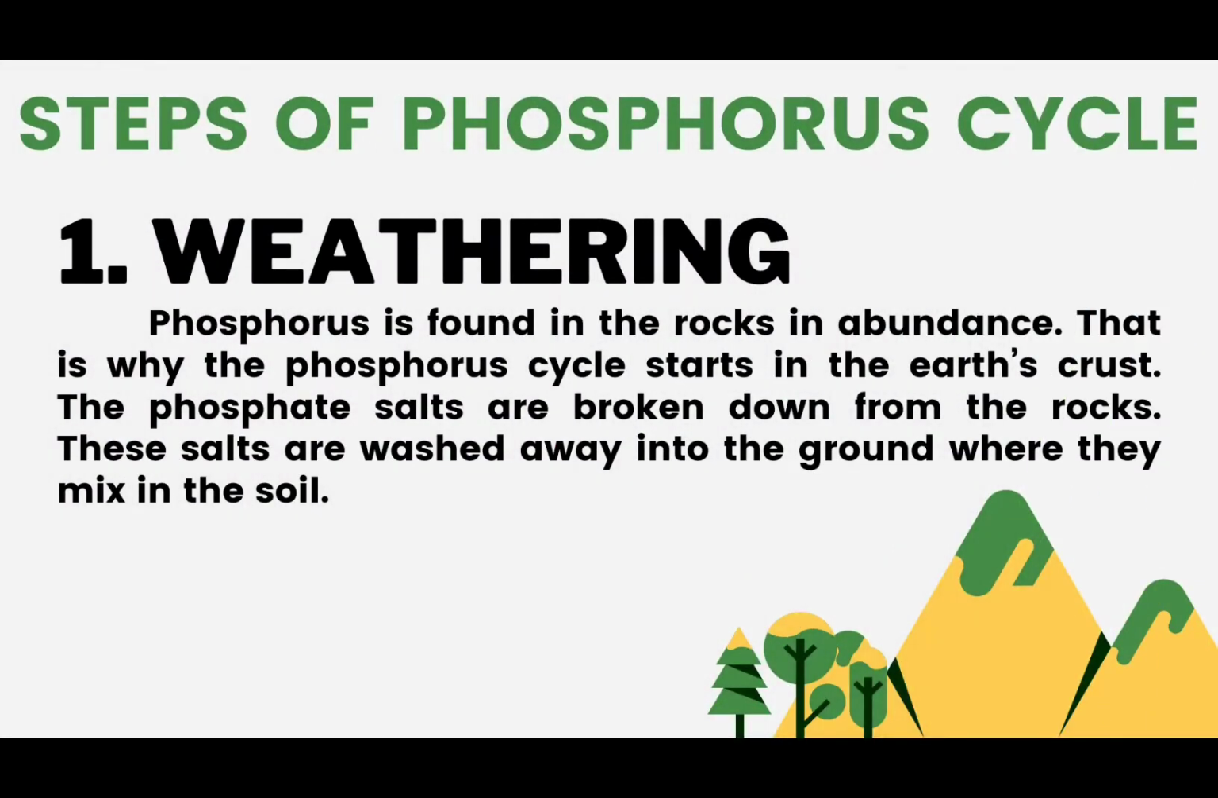Weathering. Phosphorus is found in the rocks in abundance. That is why the phosphorus cycle starts in the Earth's crust. The phosphate salts are broken down from the rocks, and these salts are washed away into the ground where they mix in the soil.